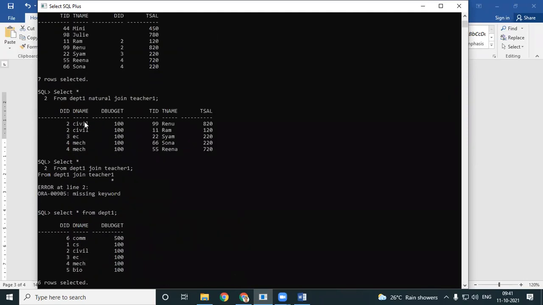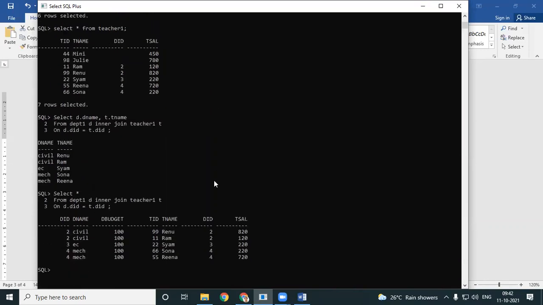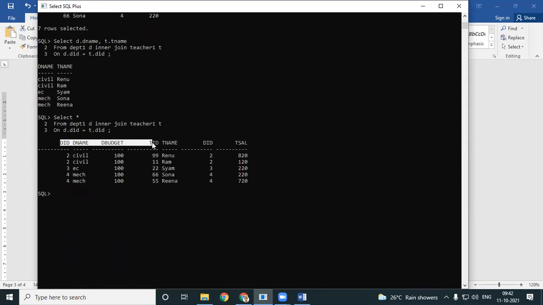Natural join, what happens is the common is written first, and then you have my DNAME budget. I have my PID, TNAME, DID. I don't repeat it again. DID, I do not repeat it again because it is already the first field, the common field. But in my inner join, what happens is that first table, the department table, is taken as it is. My second table is taken again as it is. I do not do a filtering based on my common thing.